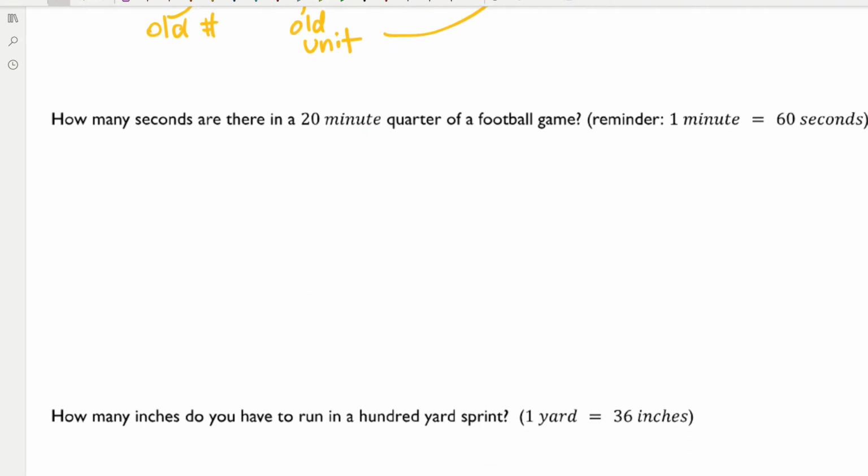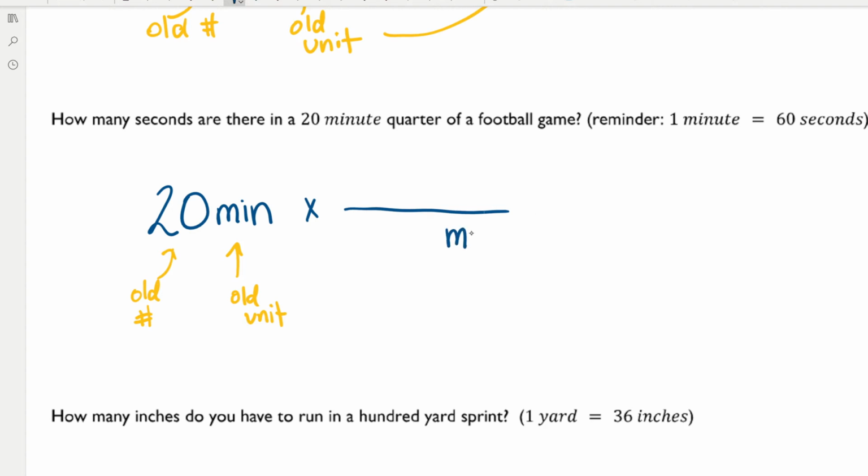How many seconds are there in a 20-minute quarter of a football game? And a reminder that 1 minute is 60 seconds. Now again, you may just know you need to multiply, but that's okay. Just to show our process here. 20 minutes. That's our old number and our old unit. And we multiply by a fraction. At the bottom of our fraction, we put the old unit. And at the top of the fraction, we put our new unit, just like that.